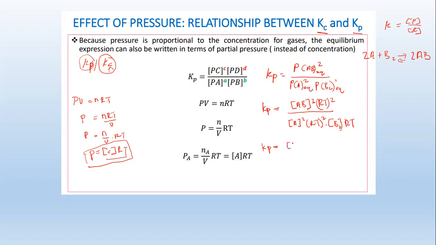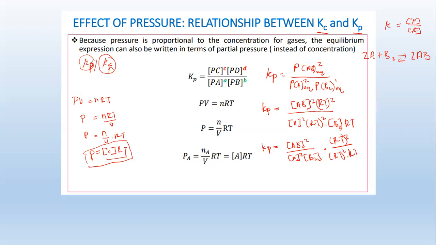Now, Kp is equal to, I'm going to isolate the concentrations because here it's just simply multiplication. So that means I have [AB] to the power of 2 divided by concentration of [A] to the power of 2 multiplied by concentration of [B2]. And then multiply by, remember on top I have RT to the power of 2. Let me use my bracket. Divided by RT to the power of 2 multiplied by RT.